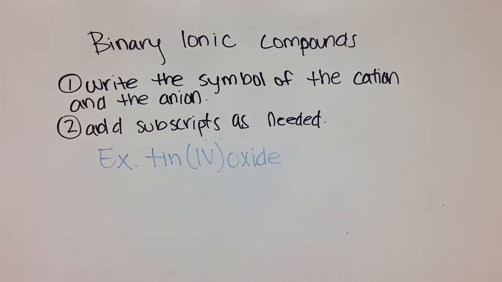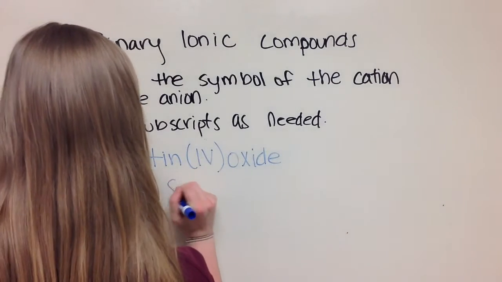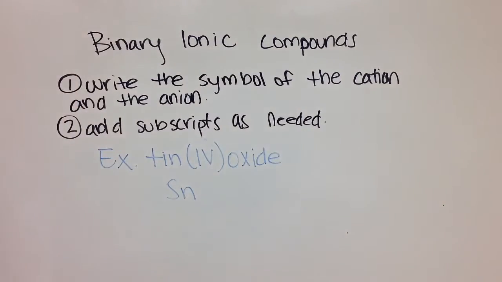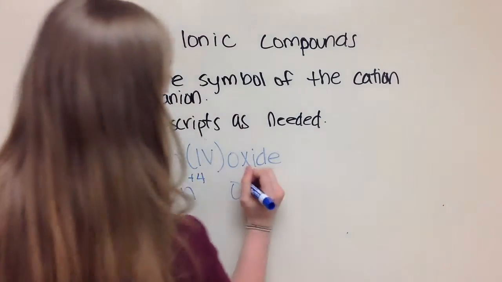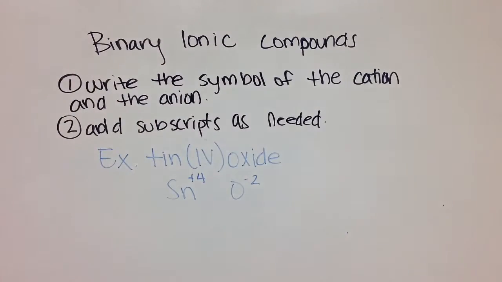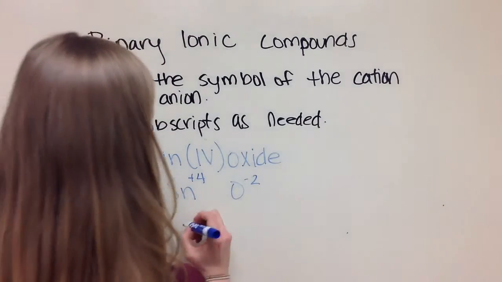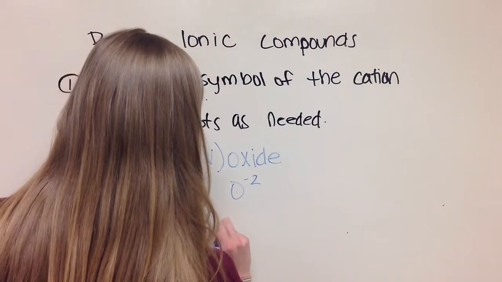Now one last example, we have tin 4 oxide. This one's a little bit different, but here, let's just start with writing the symbol. So for tin, it's going to be Sn, and for oxide, it's O. Now, the charge for Sn, since it's tin 4, it's going to be plus 4. And the charge for oxide is, again, minus 2. So now, when we do the crisscross method, we have Sn2O4.